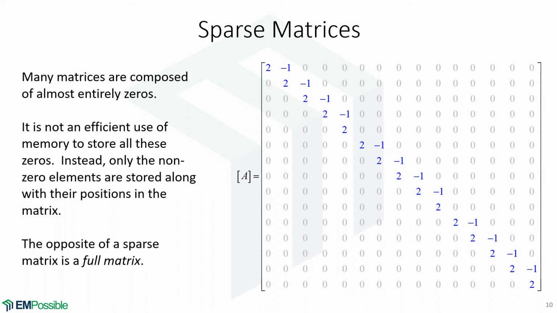So the opposite of a sparse matrix is a full matrix. That's where we don't have to store the positions of the elements. We just store an array of elements. And so we'll use this when it's mostly full of numbers and not mostly zeros.